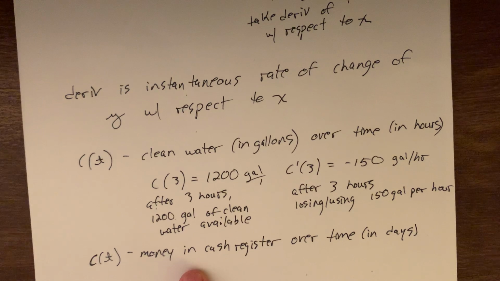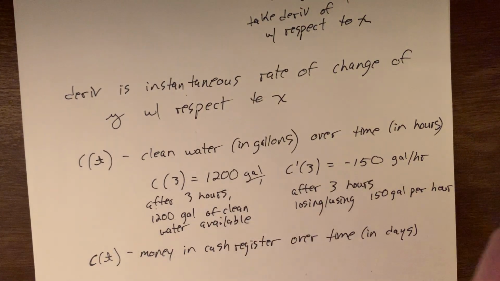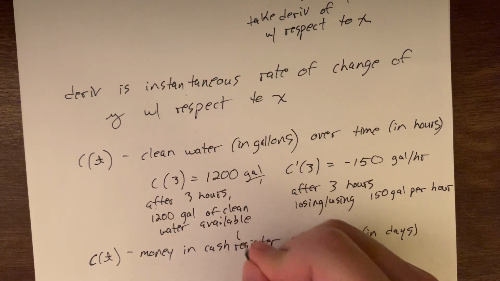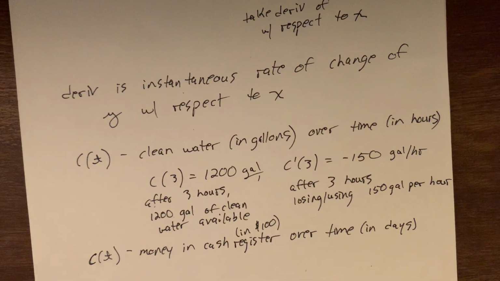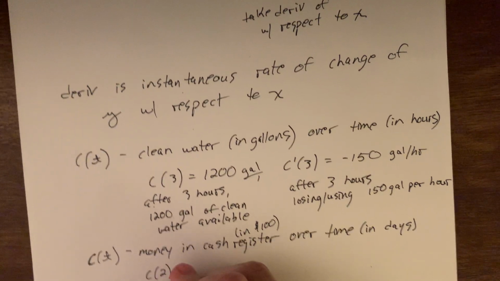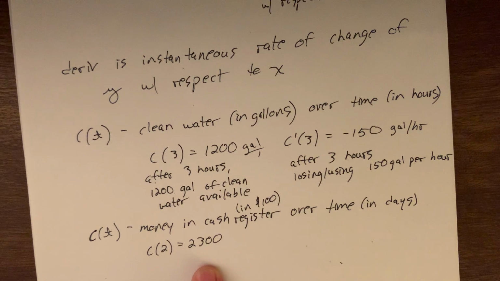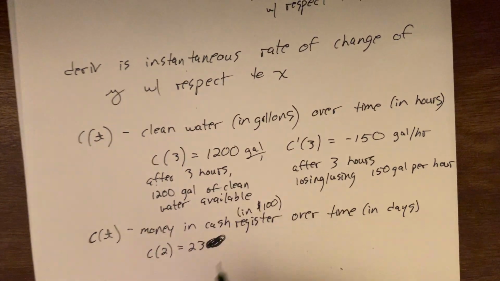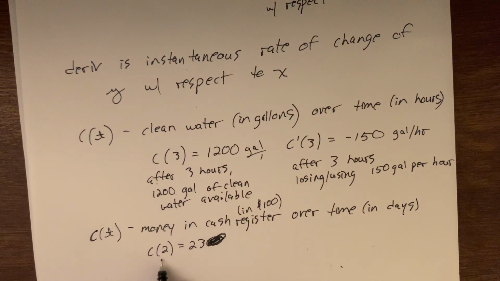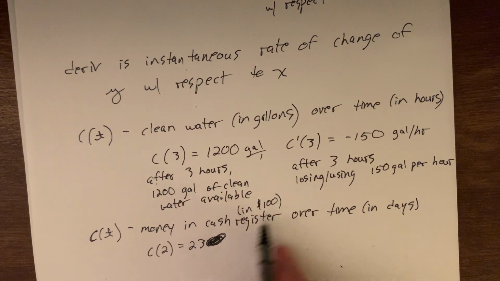Oh, and our units, we have to be clear, are we talking about millions of dollars? If you say the y is 1, that really stands for 1 million. Let's do this in terms of 100, just to get practice. Money in the cash register in $100. So what does C of 2 equal 23 mean? How would that be translated? C of 2 equals 23. After 2 days have passed, there is $2,300 left, right?